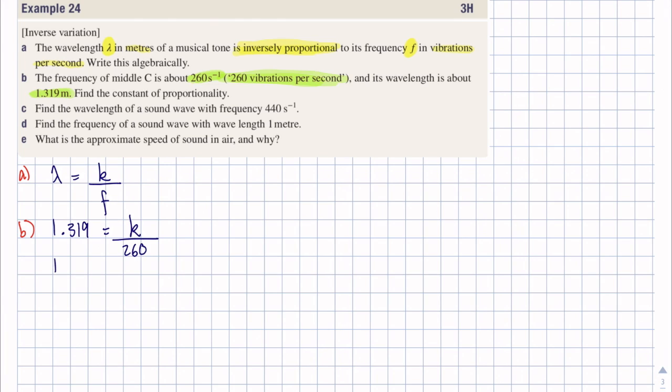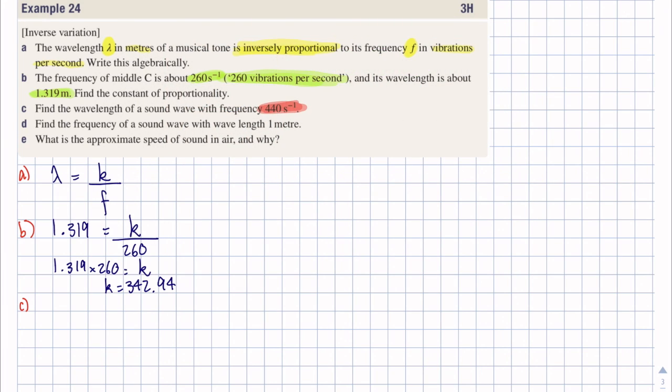So to get k, I'm going to have 1.319 times 260, which gives me k. Calculator: 1.319 times 260 gives me k is 342.94. Frankly, I don't even care about what that means, what that represents. I just know that that's the constant of proportionality. We're not physicists.